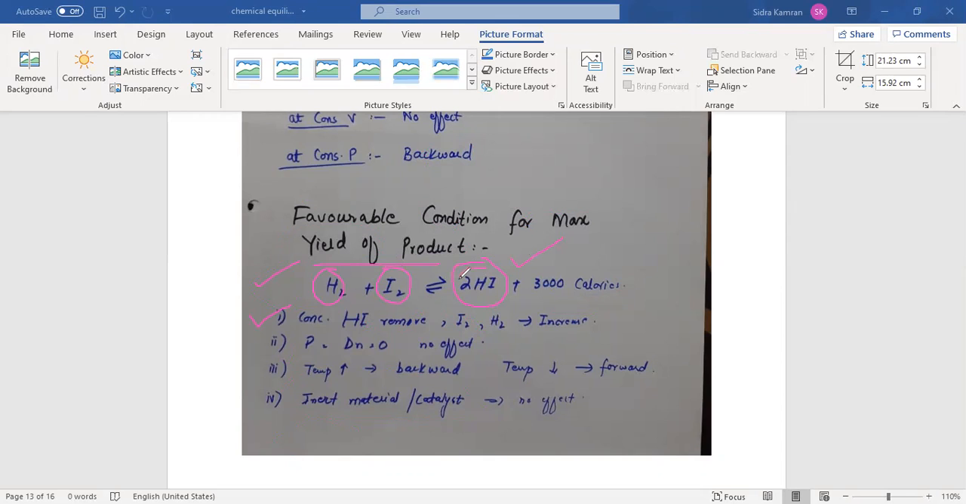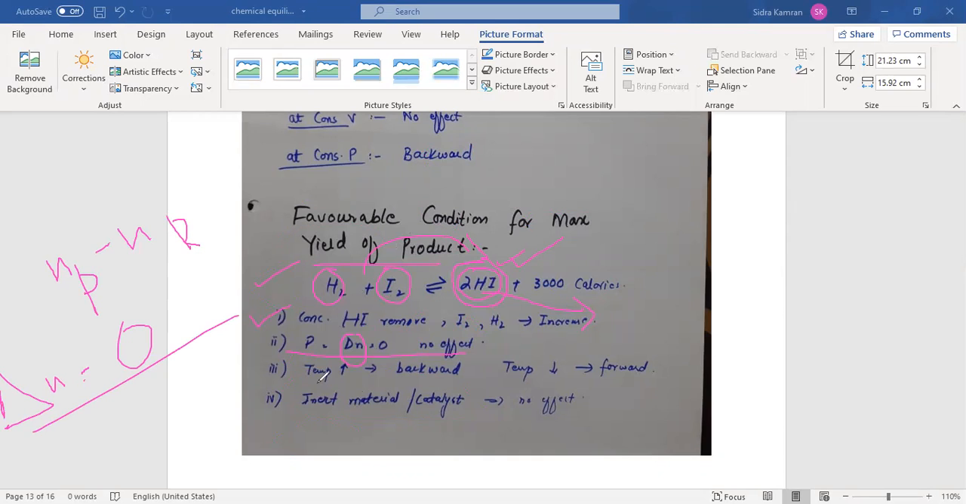If we remove the product at equilibrium, then the reactants will more and more react together to make the product, to attain the equilibrium, to maintain the equilibrium, to nullify the disturbance of the equilibrium. So in this way we can get more and more hydrogen iodide. What is the effect of pressure? There is no effect of pressure, because the change in number of moles is 0. The number of moles of product minus number of moles of reactants is 0. So that's why there is no effect of pressure on any side.